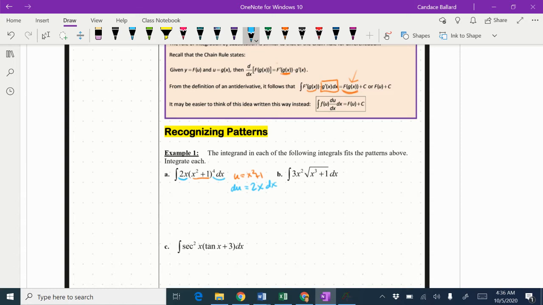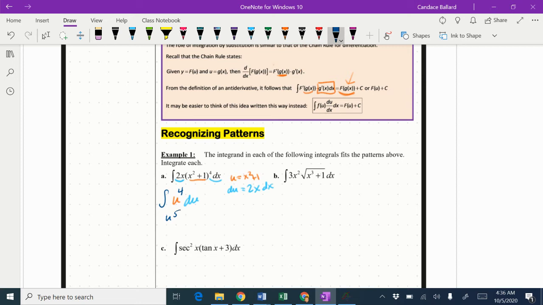In this case, it looks like I can just substitute in. So I have the integral of u to the fourth, and then my du is being substituted in for the 2x dx. And I'm going to go ahead and just integrate that. So I get u to the fifth divided by 5 plus c. And then I substitute my u value back in. So I have x squared plus 1 to the fifth divided by 5 plus c.